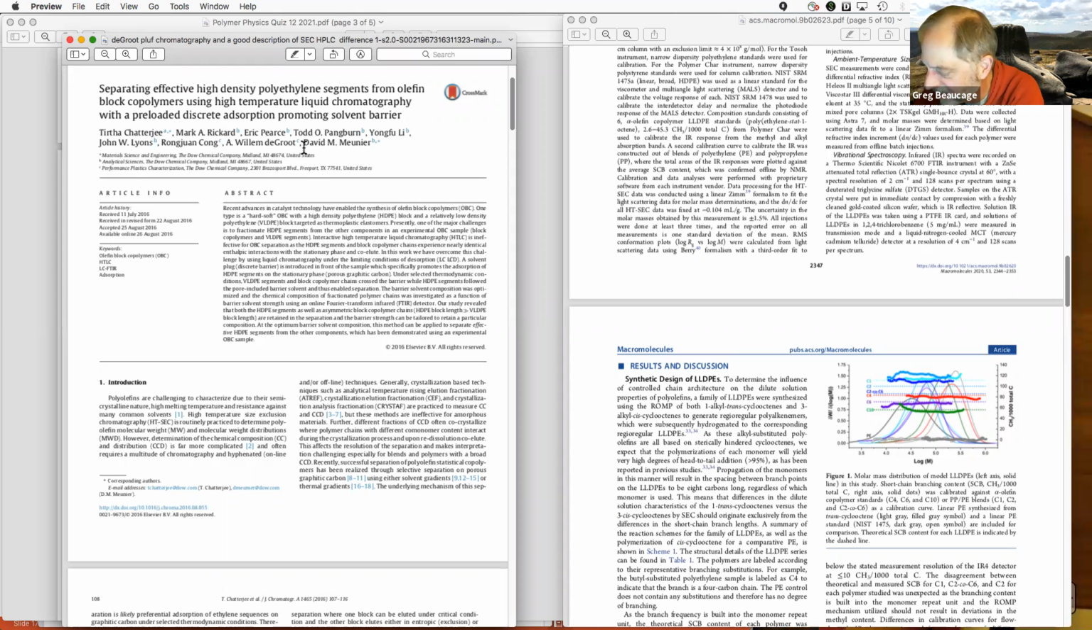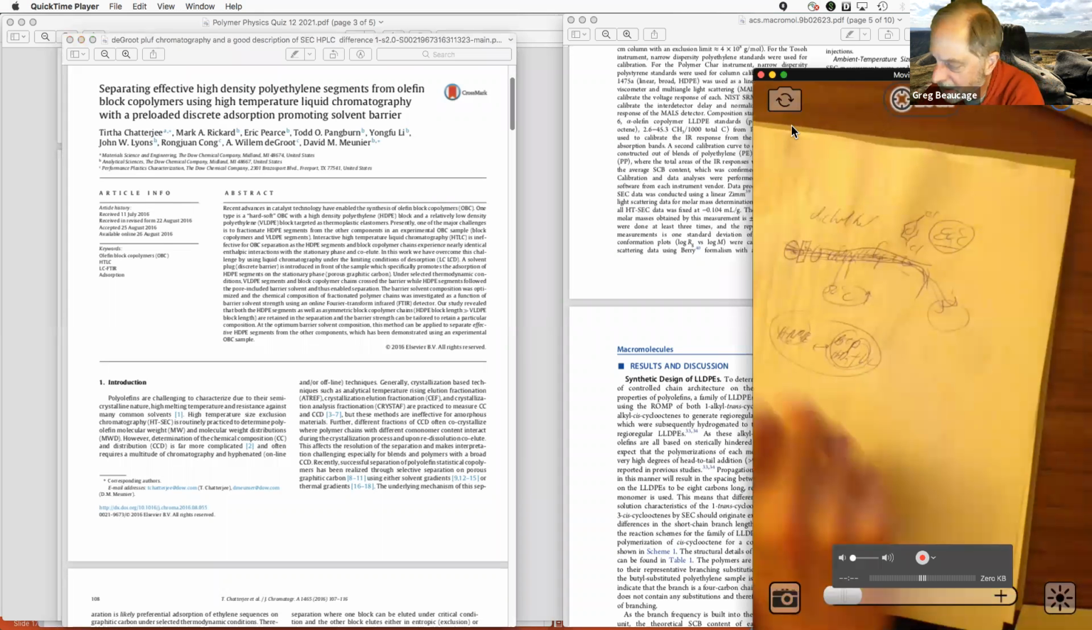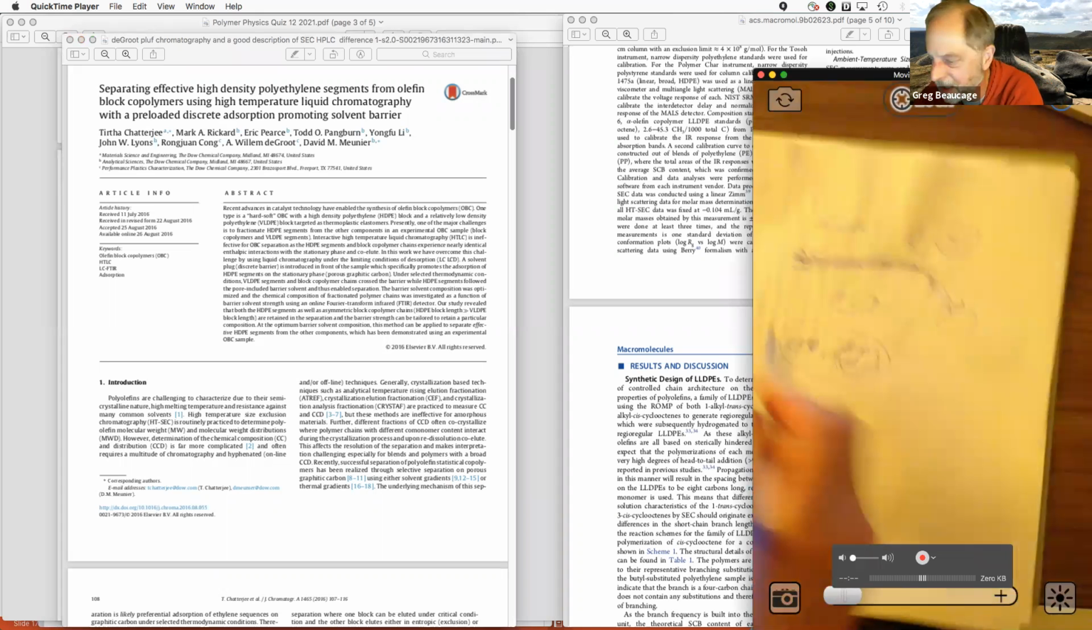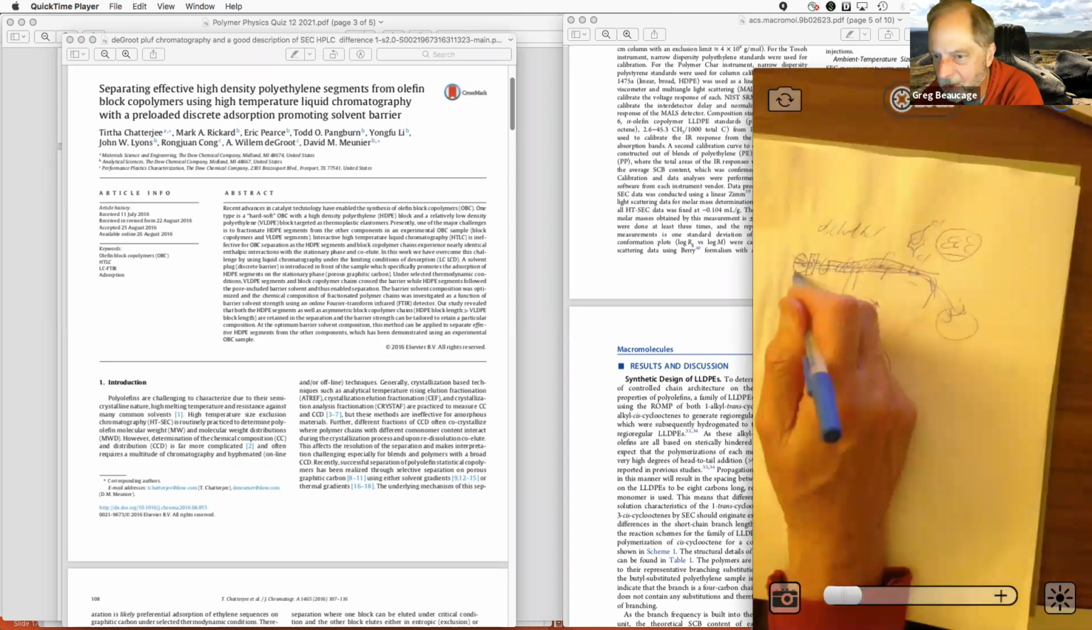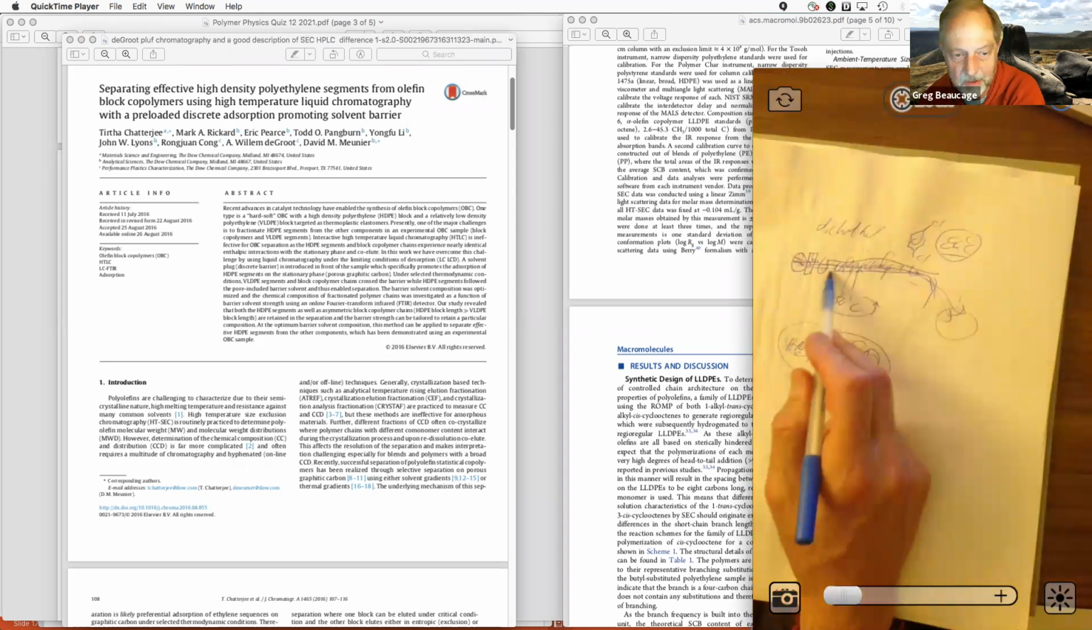But the high density gets stuck behind the plug because it can't dissolve in it, and then it comes out later, right? So they're using that to separate these fractions of high density. They introduce this plug that blocks the high density, but lets the block copolymer go through. And then they use that to separate the fractions. So it's kind of interesting.